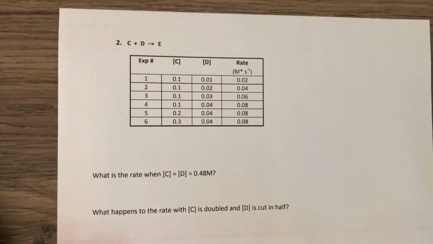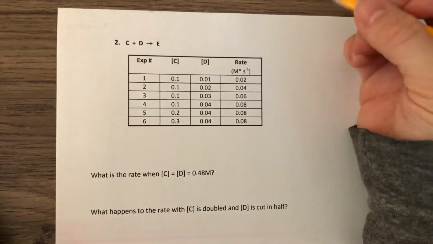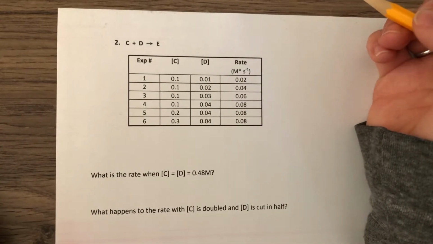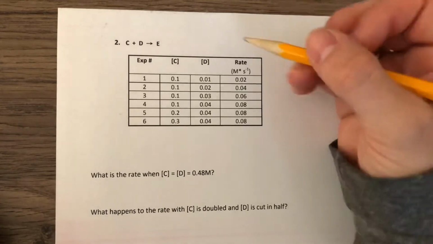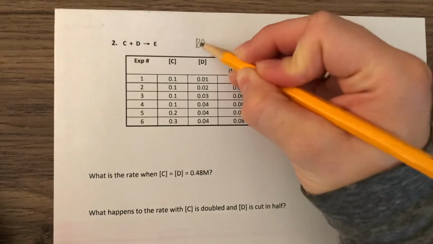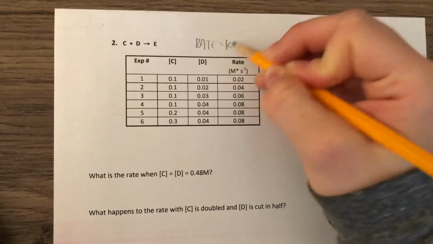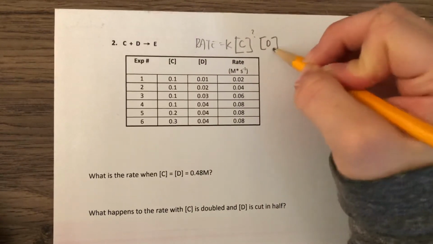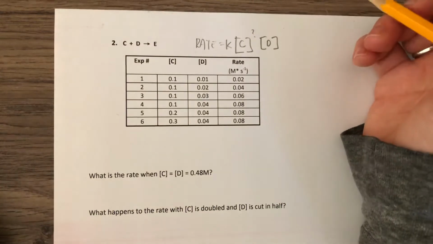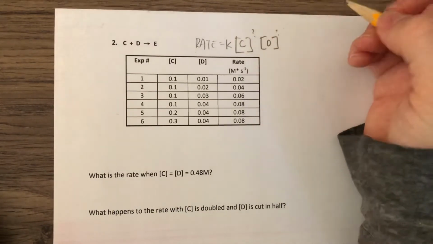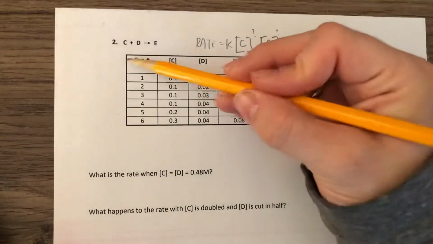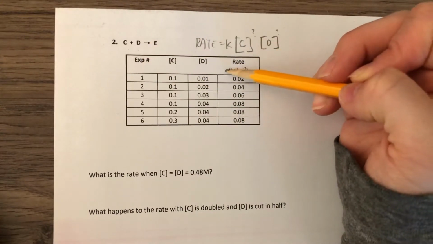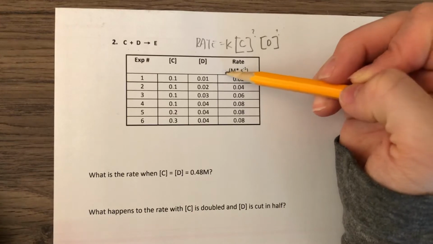Maybe pause the video, try to figure out the rate law expression, orders of C and D, and K on your own. I'm going to go through it now. So we know the rate is going to be equal to K times concentration of C raised to whatever order we determine it to be, times concentration of D raised to whatever order we determine it to be experimentally. The coefficients have nothing to do with the order. We have to determine the orders with experimental data.